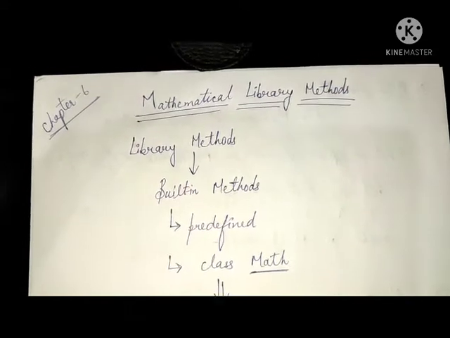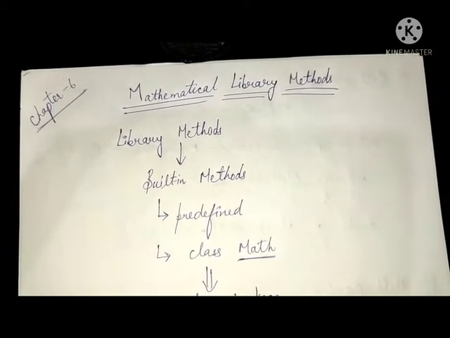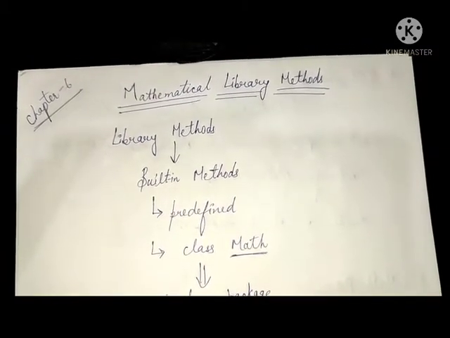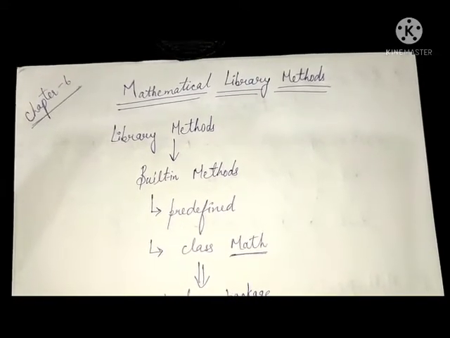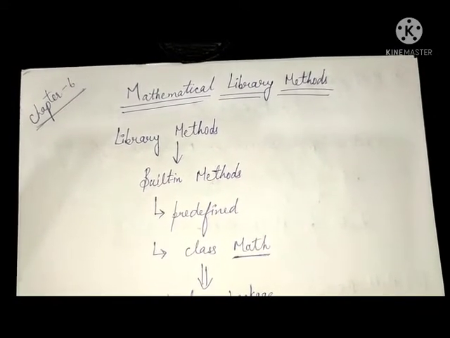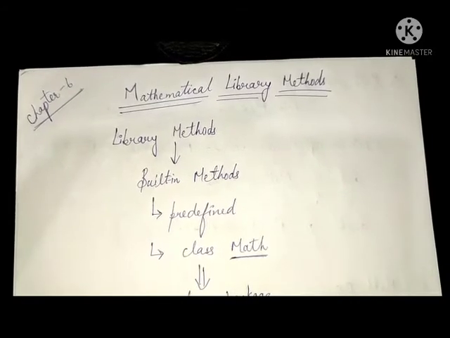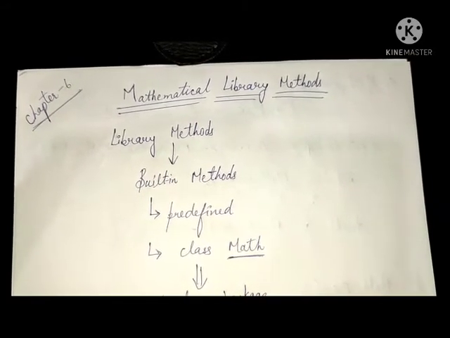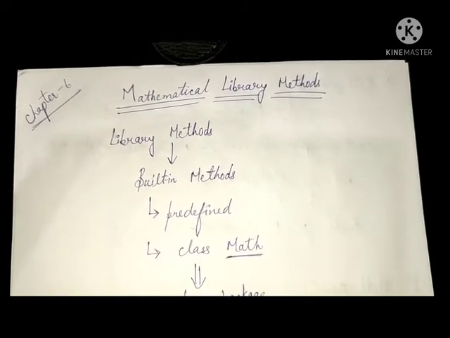Students, today we are going to start our sixth chapter that is about mathematical library methods. In this chapter, we will study the different methods for mathematical functions, like if we want to find the square root of a number, the power of a number, trigonometric functions, round, absolute, to find the maximum of the number, to find the minimum of the number, etc.